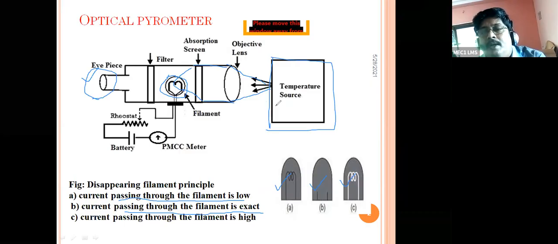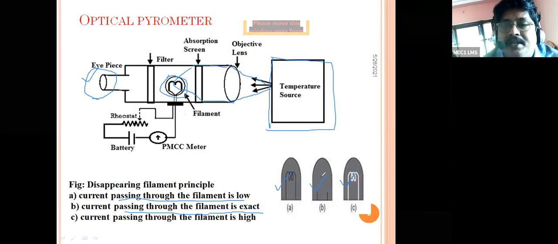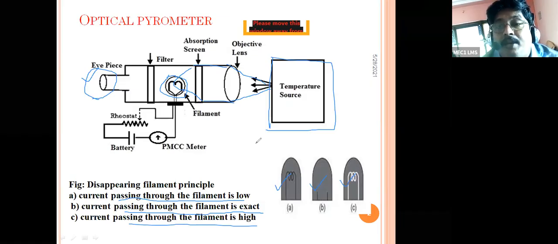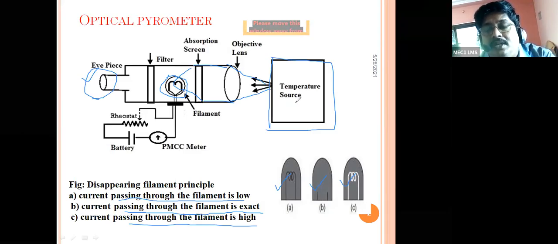That means the temperature of the source emitting radiations is correct, it is matched when the filament disappears. When the filament disappears, it is equivalent to the brightness of the source emitting radiation. And if the current passing through the filament is high, then the filament appears bright. The meaning of the filament appearing bright is that the source brightness is more. That means it is too hot. That indicates it is too hot, hotter than the temperature of the body, so that reading is wrong.